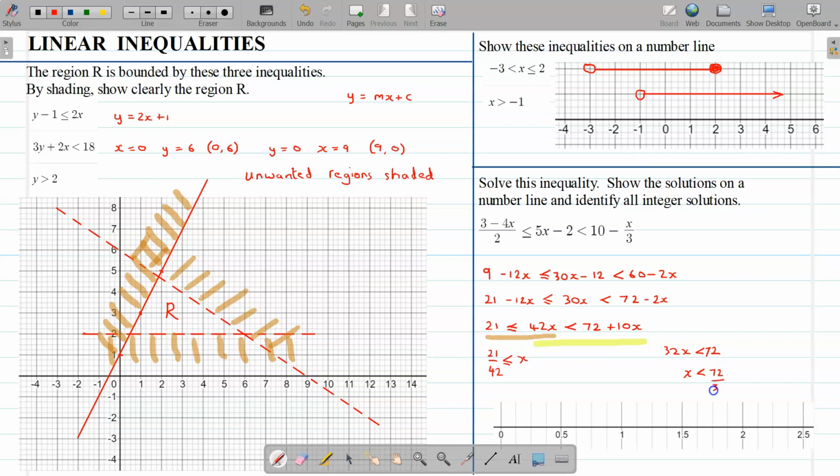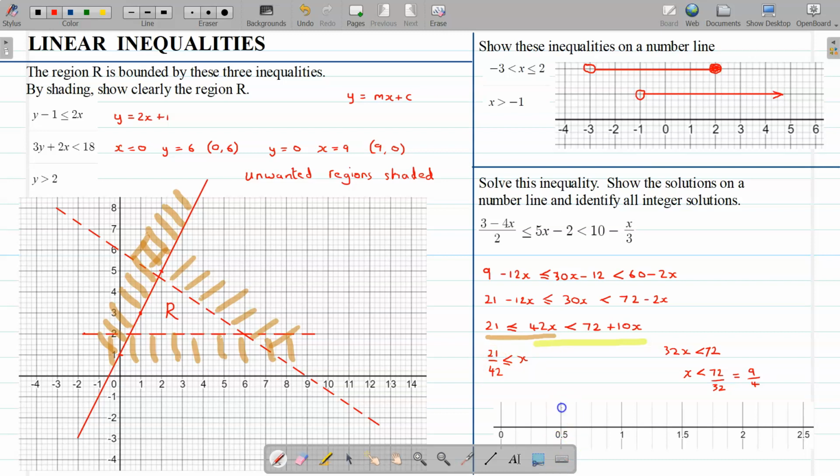Okay, and 72 over 32 conveniently cancels down to, well, it's going to be 36 over 16. It's going to be 9 over 4, in fact. 2 1/4. 9 over 4. Okay, so I've got that x is less than 9 over 4, and it's bigger than this, which is a half. Okay, so I can now show that on the number line.